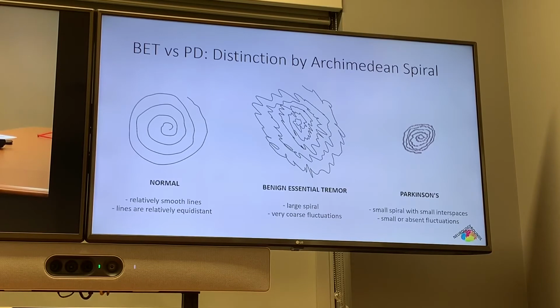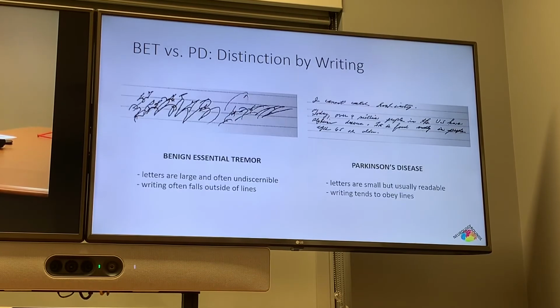The other one is to just get them to write a sentence. In benign essential tremor, usually what they write is illegible. You cannot discern the letters, and they also tend to not obey the lines, because it's very difficult for them to aim. In Parkinson's disease, really the only finding is that the letters are small, but you should be able to read them, and they should be able to obey the lines.